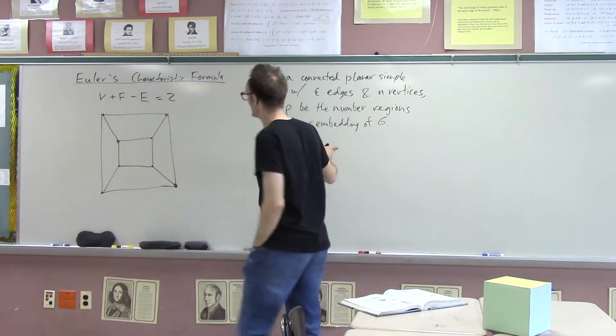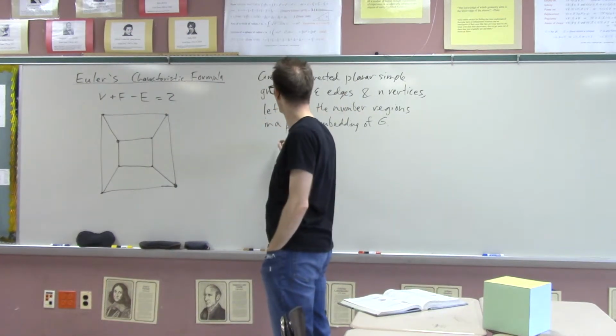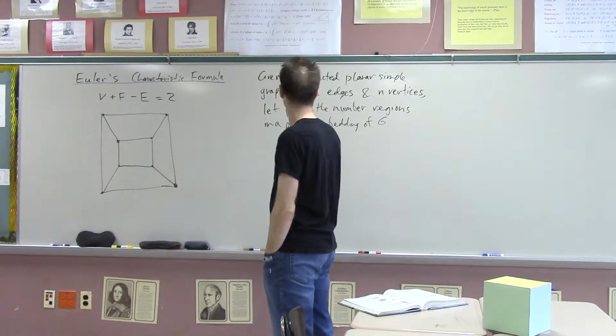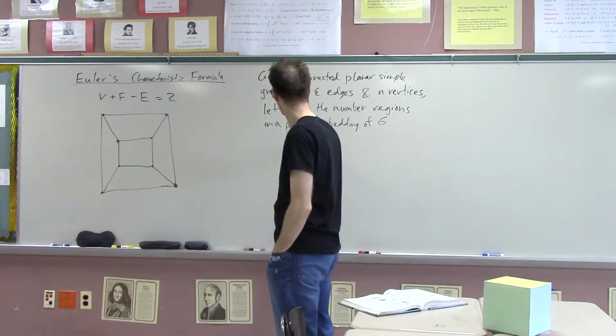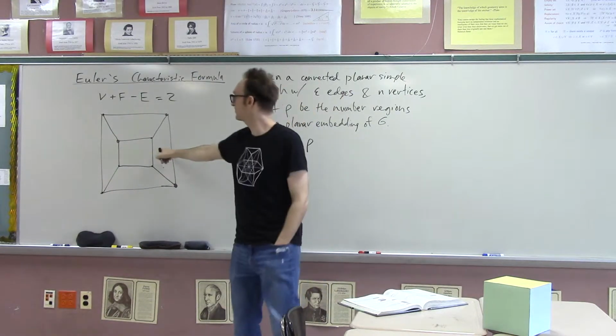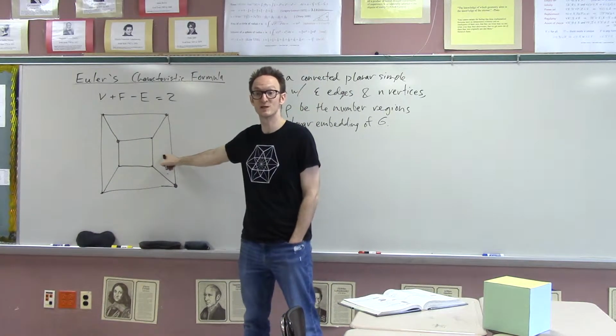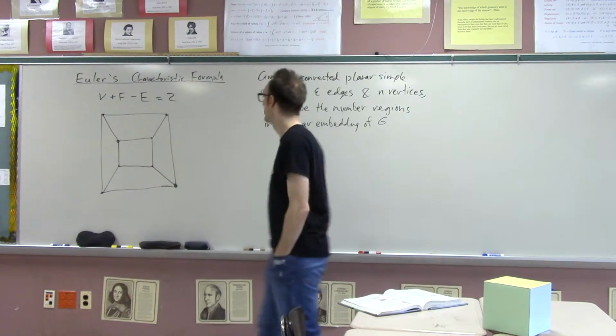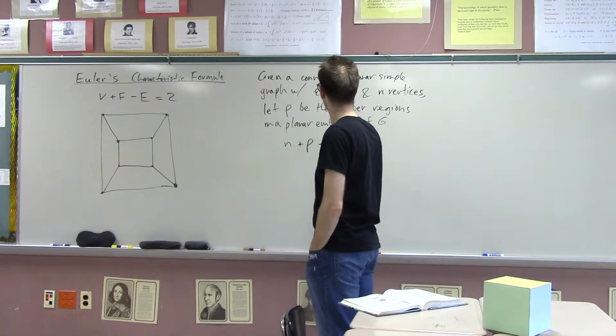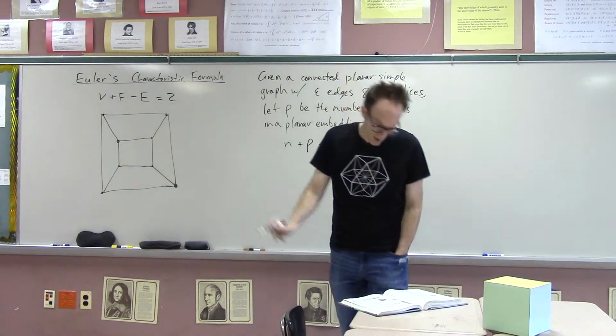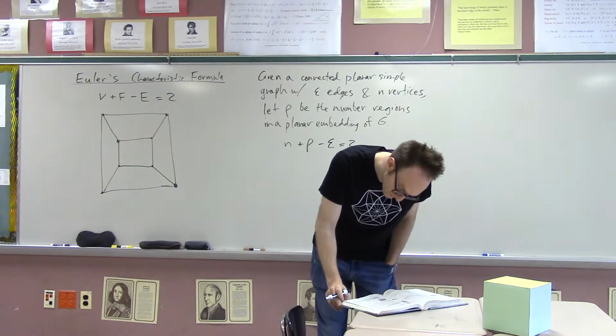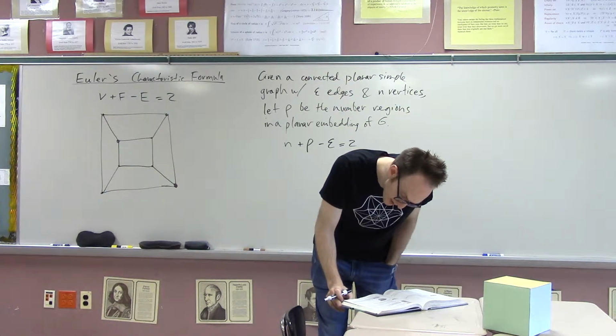And then the corresponding thing we want to prove is the number of vertices, which is n, plus the number of faces (faces have now, in this planar embedding, been converted into regions), minus the number of edges is 2. Nod if you're with me. This is the goal. Okay, who's with me? Say I'm with you. Good.